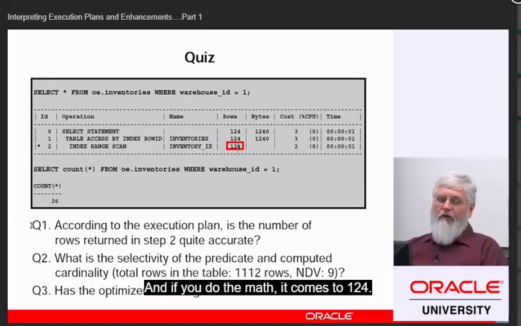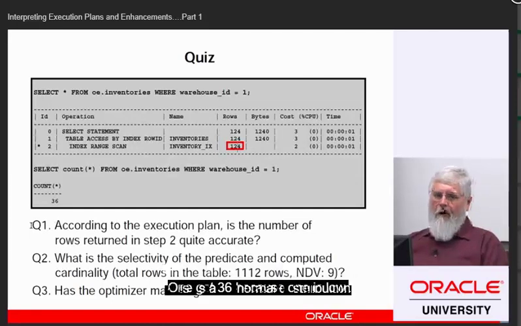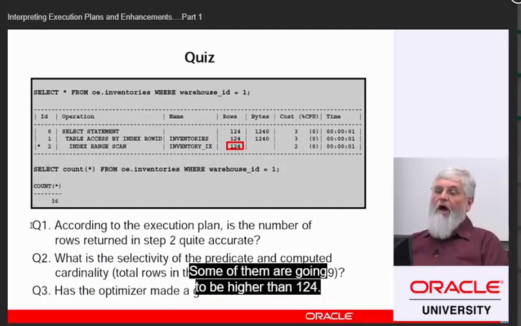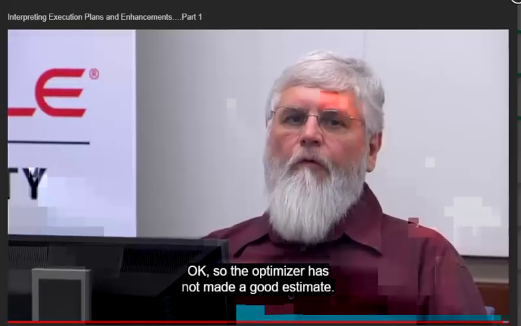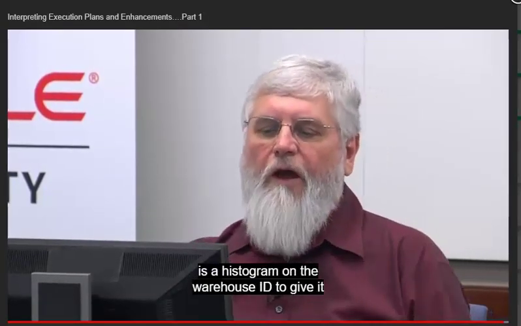One got 36 because one is low, somebody's got to be high. Some of them are going to be higher than 124. Okay, so the optimizer has not made a good estimate. What we could do to give it better information is a histogram on the warehouse ID to give it a better idea of the distribution, the number of inventory items that are in particular warehouses. And that will allow it to make a better estimate.